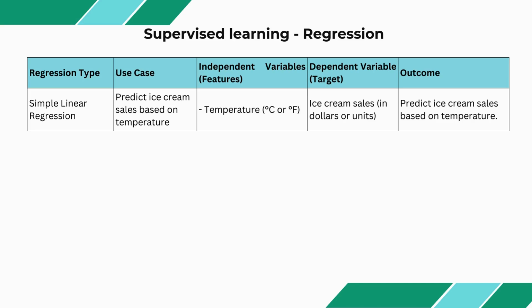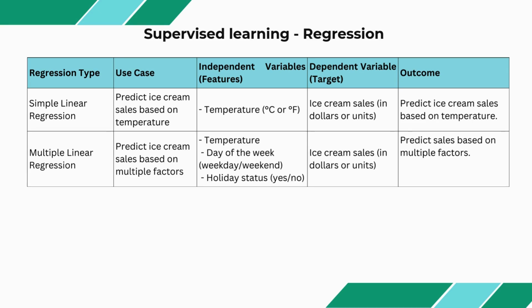The first and basic regression type is simple linear regression. Over here the use case would be to predict ice cream sales based on temperature. And the input variable or feature would be temperature, which would be either in Celsius or Fahrenheit. And the dependent variable or the target is ice cream sales in dollars or units. So this is a simple linear regression where there is only one input feature, which is temperature.